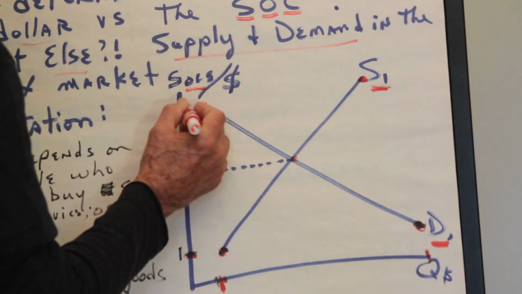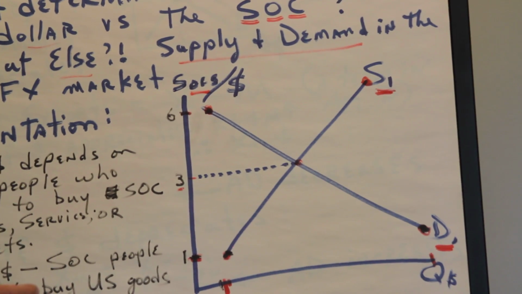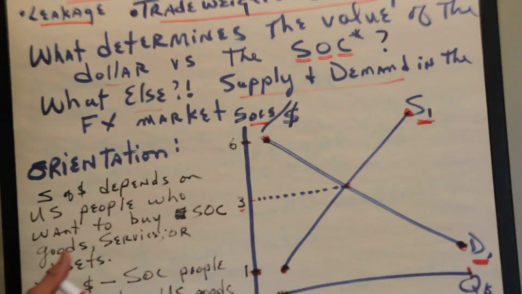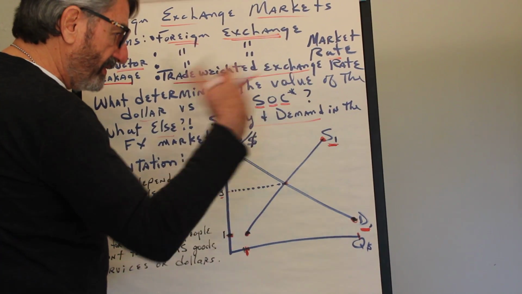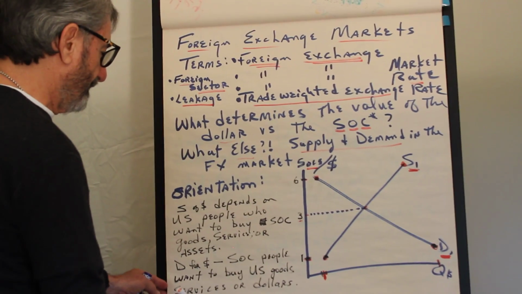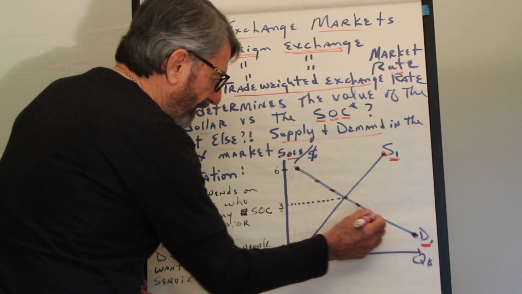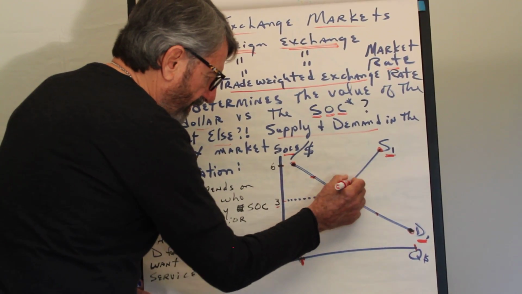If, however, they're getting 6 socks for a single dollar, they would be very, very happy to sell lots of dollars in exchange for socks and buy lots of sock goods, services, or assets. So that's what causes a movement. A change in the exchange rate will cause a movement along the supply or the demand curve.